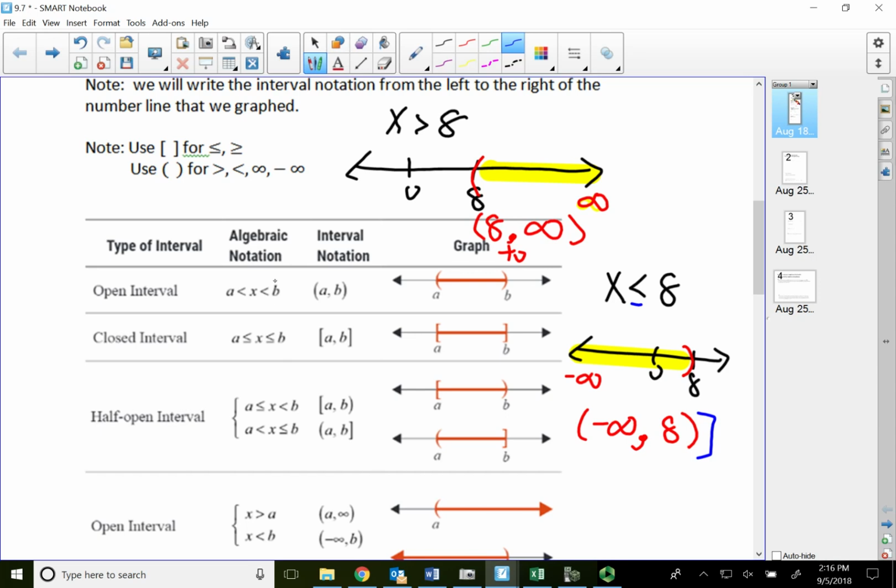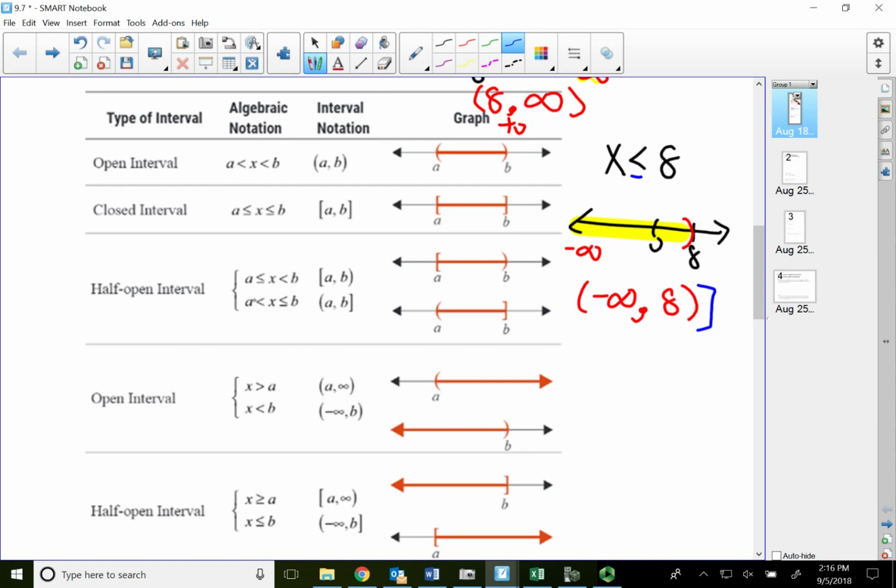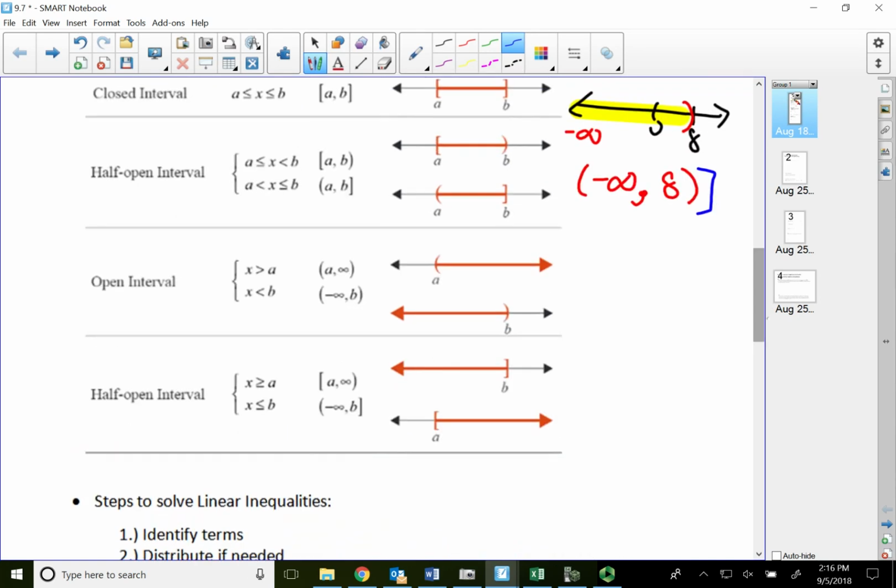But these inequalities, I will explain in a different section. There's a certain way to read these. So when we get there, I will explain to you how to read this. So basically, I was trying to explain to y'all how to read open interval and closed interval.